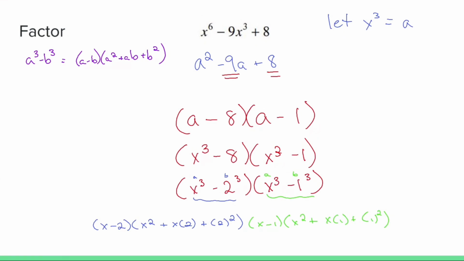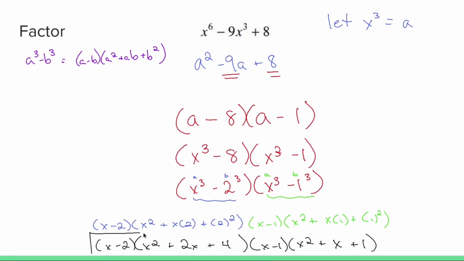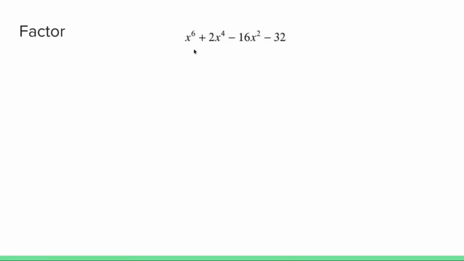Okay, so looking at it one parentheses at a time, I don't have to clean you up too much. X minus 2, x squared plus 2x plus 4, x minus 1, x squared plus 1x plus 1. Lots and lots and lots of factoring. Who would have thought that that actually factors out to that? Isn't that pretty? Factor x to the 6th plus 2x to the 4th minus 16x squared minus 32.